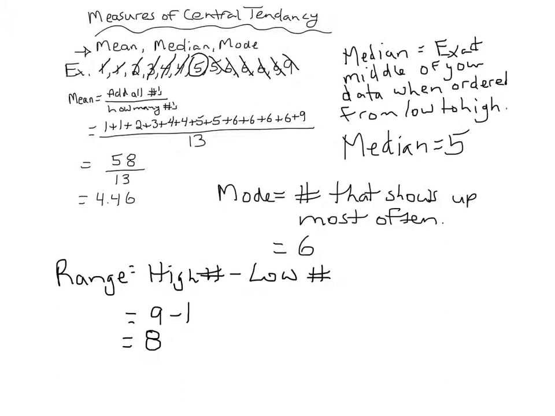So you have mean, median, mode, and range. The last piece that we need to look at is quartiles, so that we could do box and whisker plots.